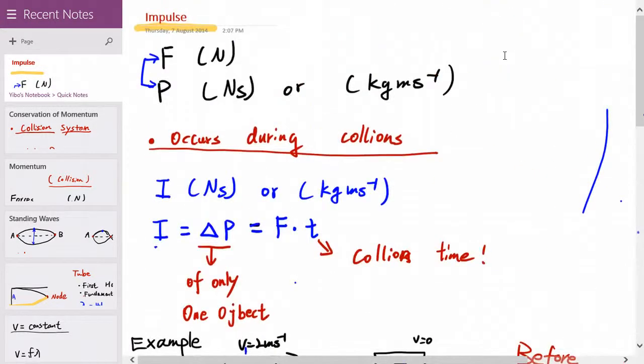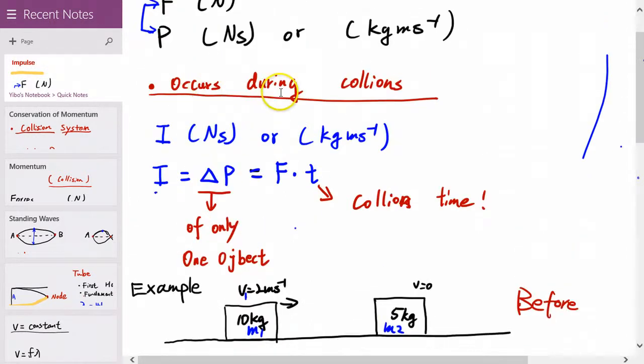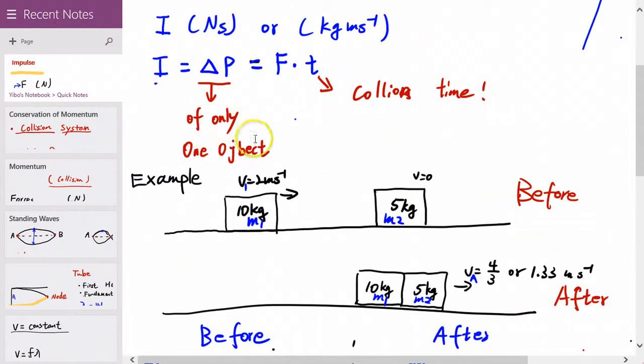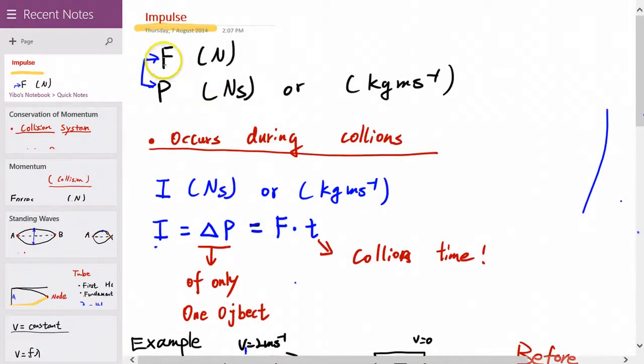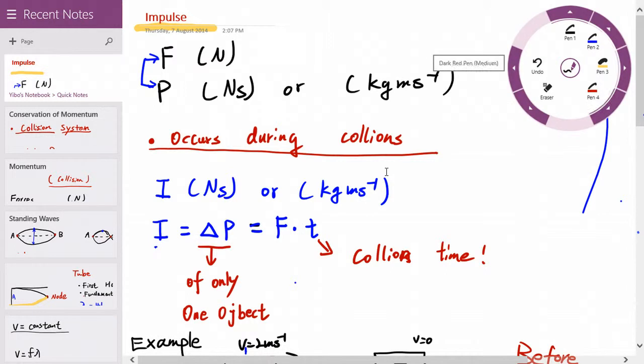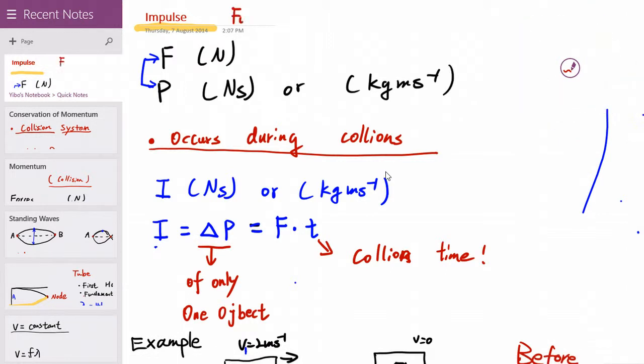So again, impulse occurs during collision. We concentrate on only one object. When we use impulse, it's mostly because we want to find the force from a collision. So write it down in your notes. This is practically for finding force during a collision.